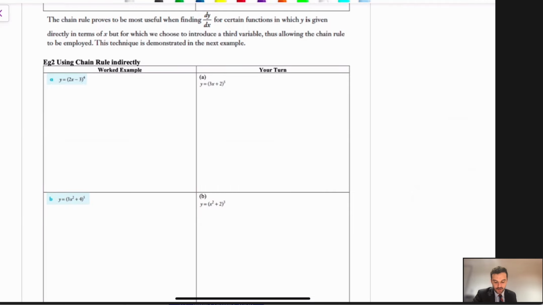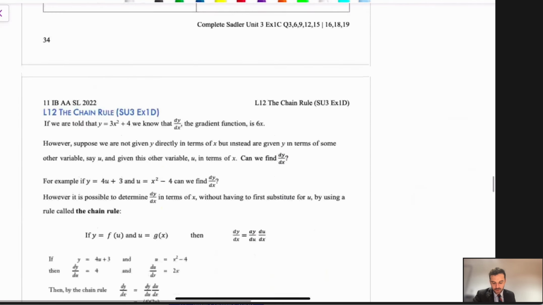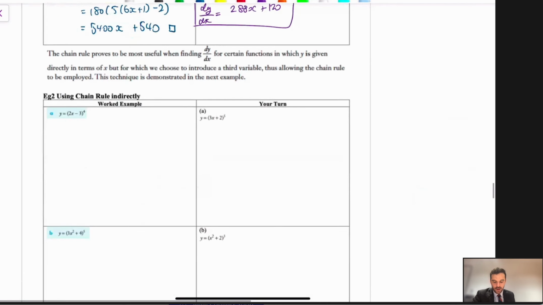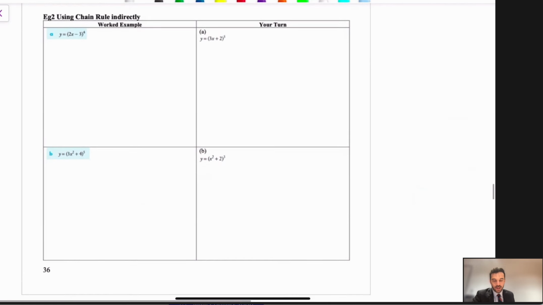The chain rule indirectly. And this all comes from lesson 12, the chain rule. So we've already looked at what the chain rule is, okay? And now we're looking at using it indirectly. I really like the chain rule. It's pretty amazing how it works, and it can really simplify some more complex calculus problems when you have to differentiate functions.